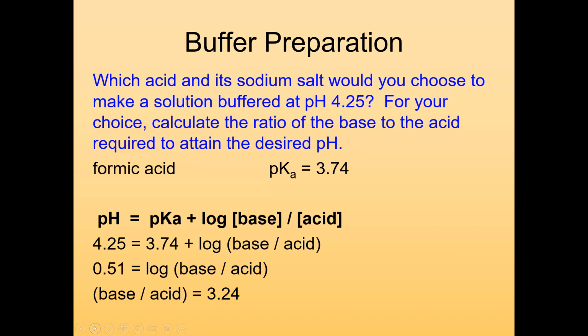So we can do the ratio base to acid. We can do 3.24 milliliters of base for every 1 milliliter of acid. And that is what we would use to make the overall buffer solution.